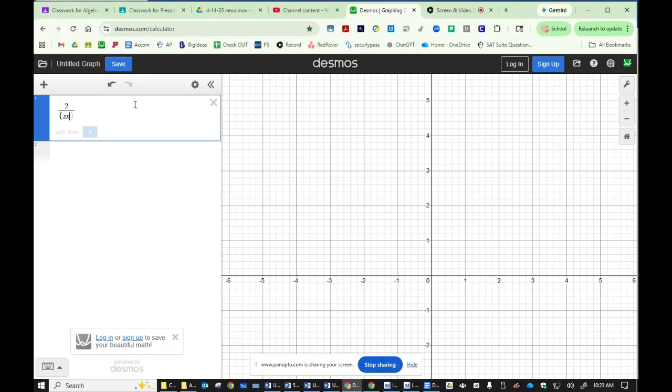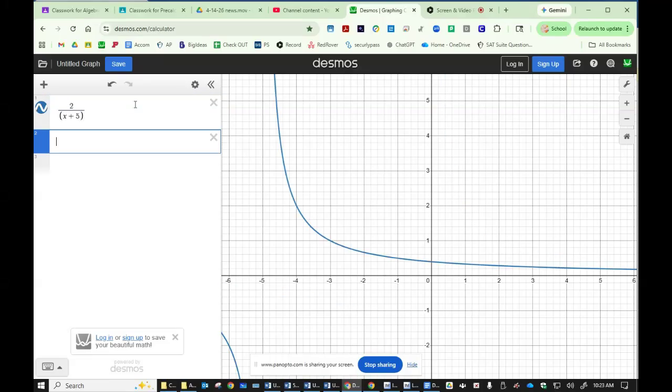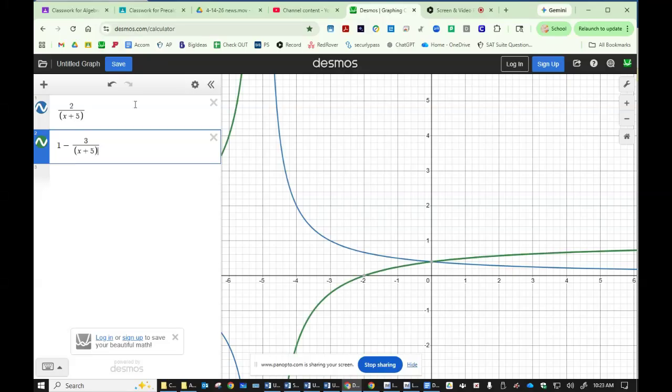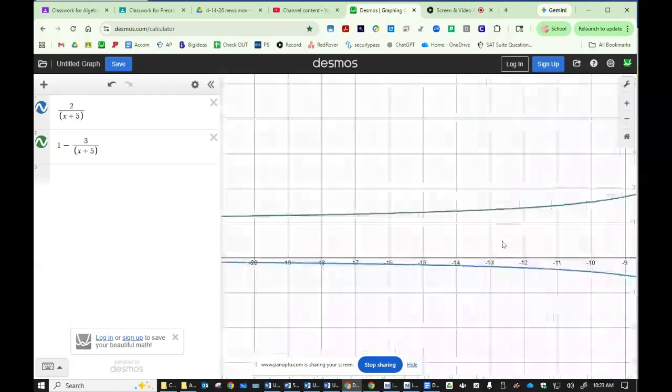So 2 over x plus 5. And then 1 minus 3 over x plus 5. Okay, so you can see there's the intersection point. It looks like it's actually 0. Notice we didn't have to solve anything. I don't have to figure out how to do anything else. There's no other intersection point.